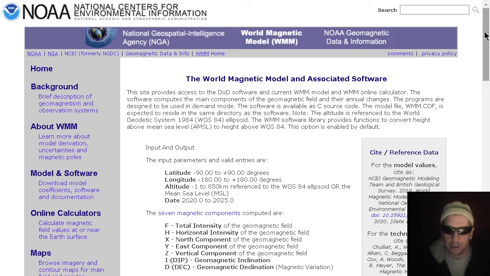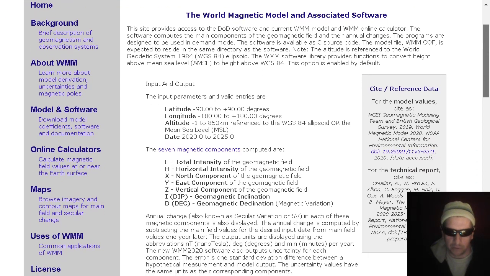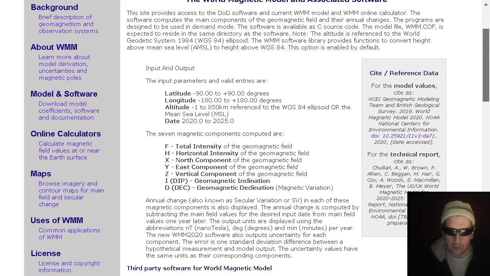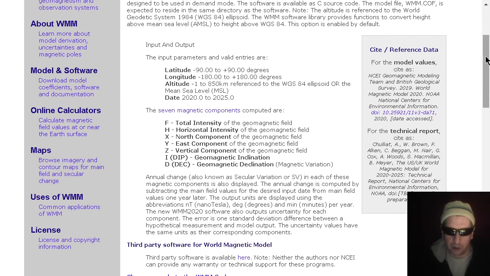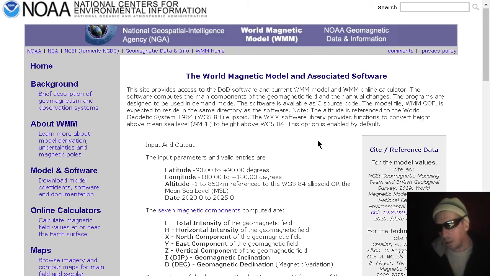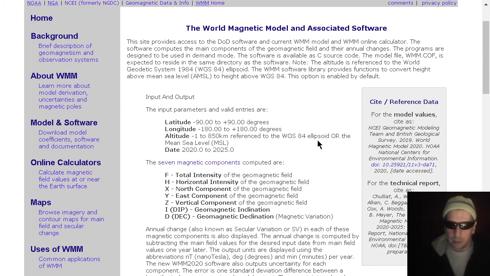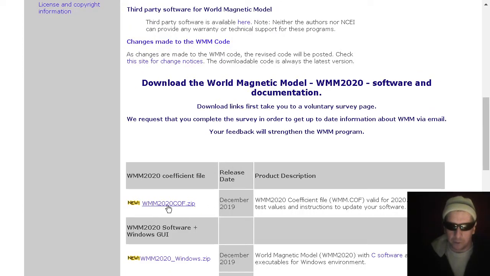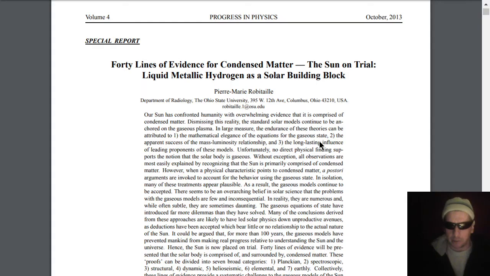Here's the associated data releases from NOAA. And of course, we've linked this below the video also. The 7 components that they're computing are total intensity, horizontal intensity, north intensity, east component, vertical component, geomagnetic inclination, and geomagnetic declination. So these are all things that are also involved in the geospace magnetosphere movies, the University of Michigan data that we look at daily on the channel. And yeah, there's software you can download. There's a zip file. Download it if you like.